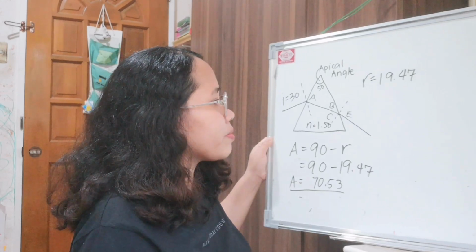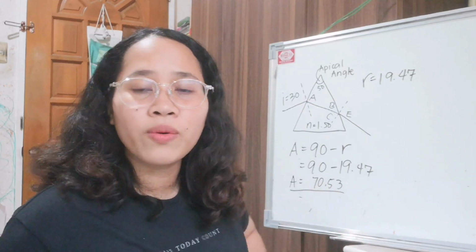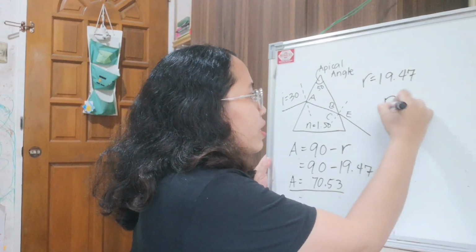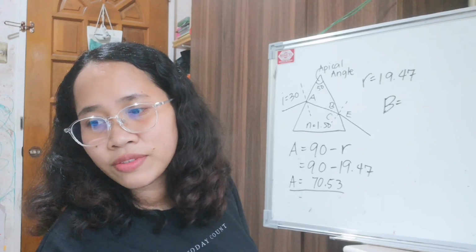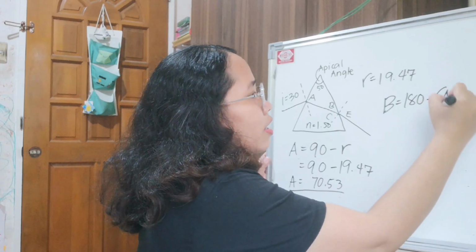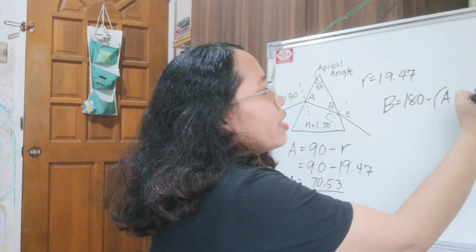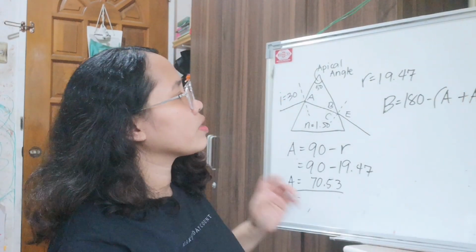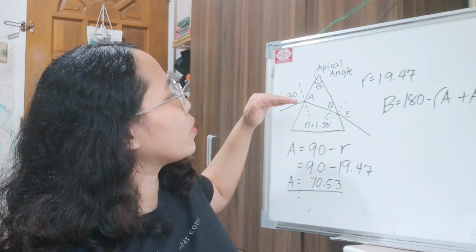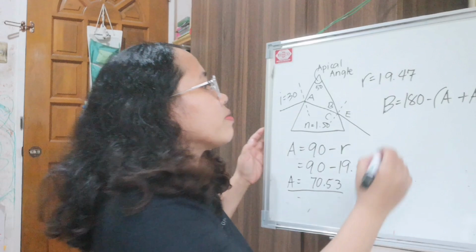So we go to B. I'll try to fit it in, as long as you can really see how the formulas are being used. So for B, we have 180 minus the quantity A plus the apical angle, or AA. The apical angle is now included because we are already in the middle. The light is already in the middle before going out.